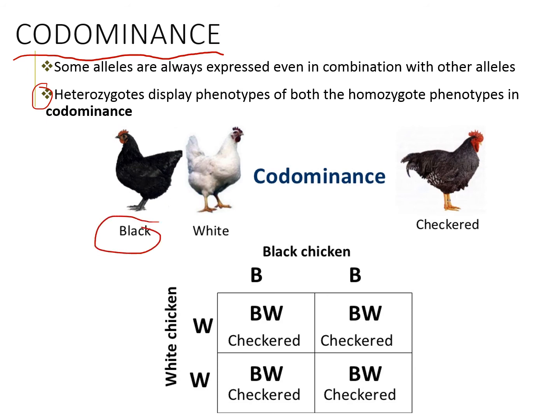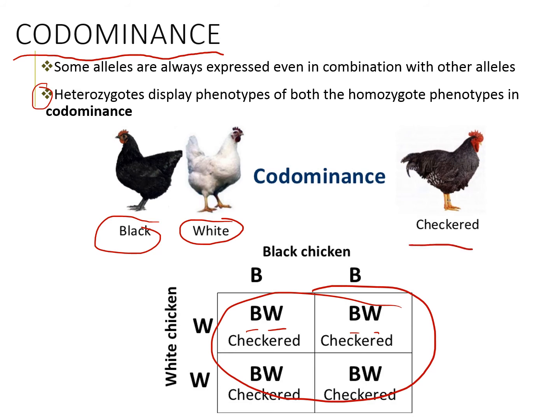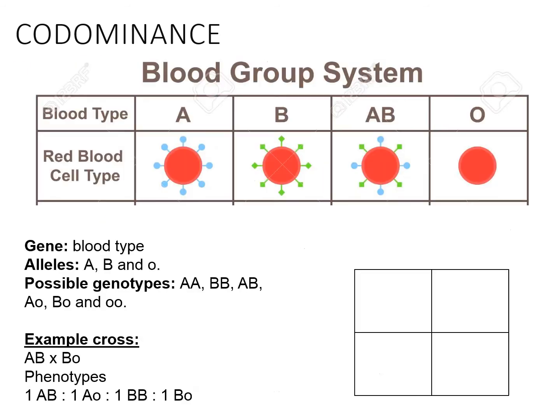So black and white, and this is maybe not the greatest example, which is why we'll go over another one. You cross them, and then you get a heterozygous if they're both purebred, right? So B, B and W, W, all of the offspring are B, W, and they have some black feathers and some white feathers. We call them checkered. Note, it is not gray. It is not an intermediate between white and black, even though, yeah, it does kind of look like that. So heterozygotes display both phenotypes coded for by each allele.